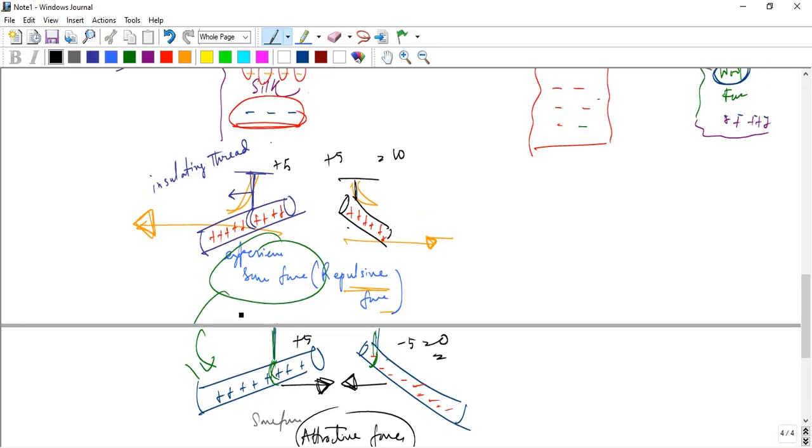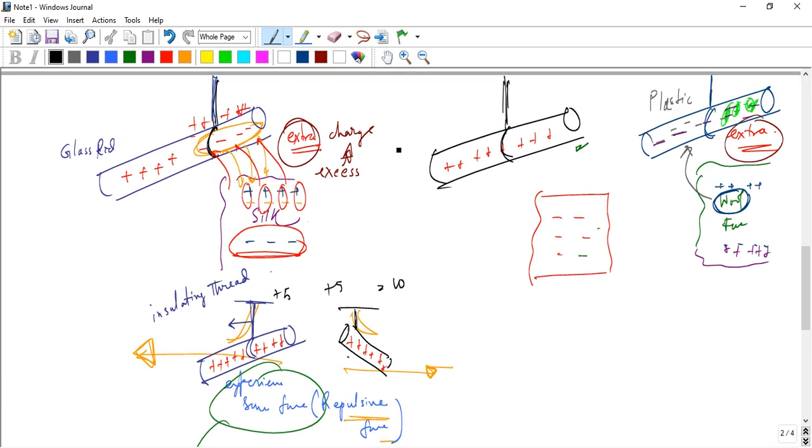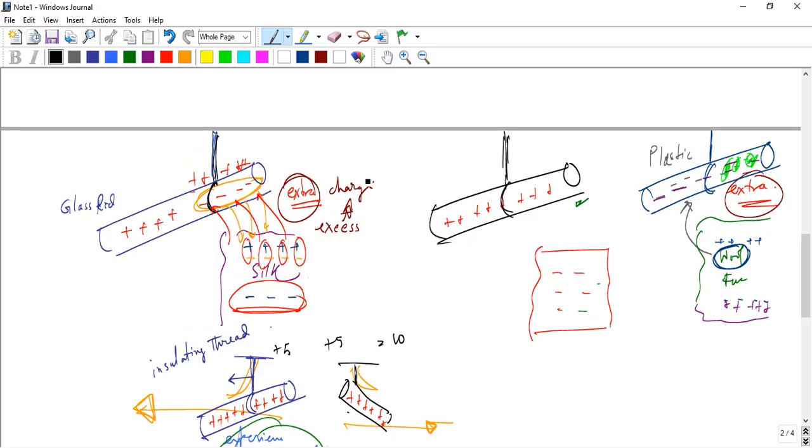So these excess charges, extra charge, are created due to rubbing, friction. The charge is created by transfer due to rubbing.